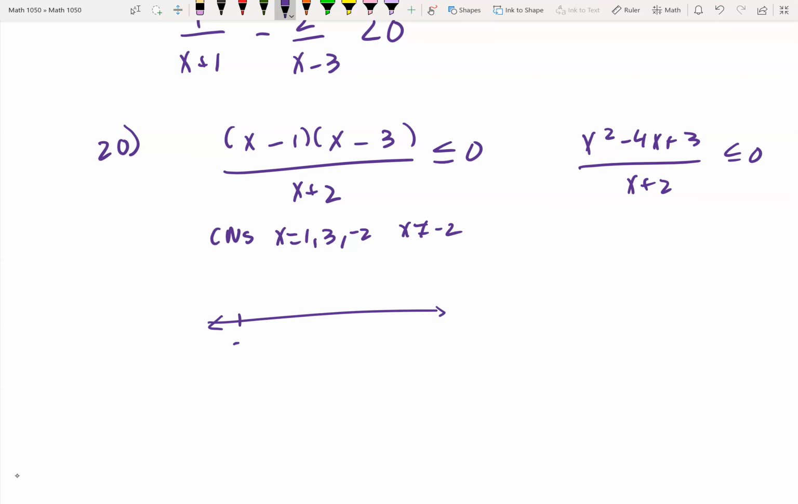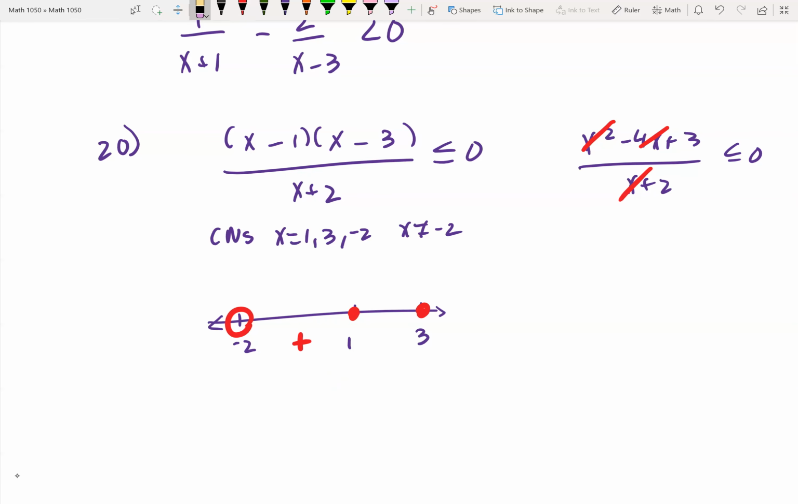So come over here and go to a negative 2. Come over here to a positive 3. The 1 is closer to the 3 than it is to the negative 2. I'm going to have an open circle on the negative 2 and closed on those ones right there. This is the one where you have to test your regions. The 0 is here. So if I test a 0 in this multiplied out version, I get a 3 over 2, which is a positive.